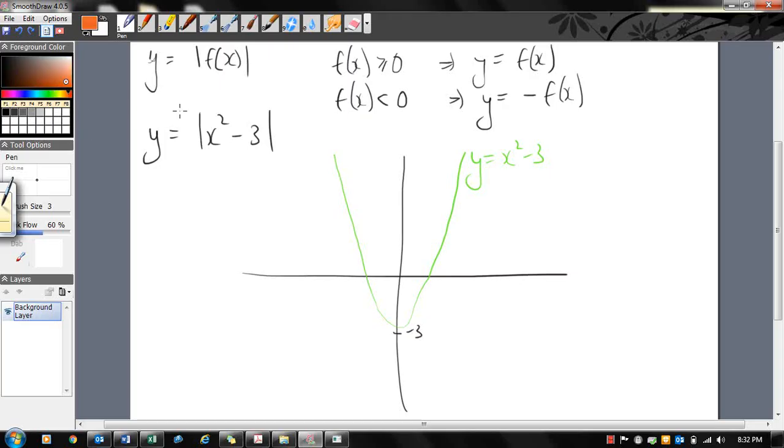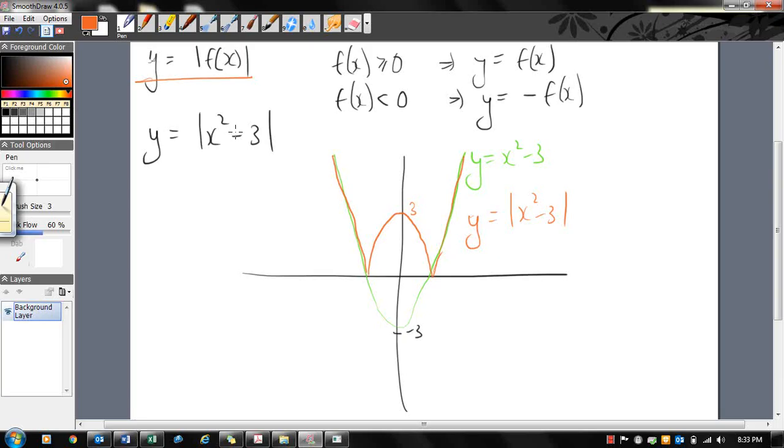So it ends up looking like, that bit stays the same, that bit stays the same. And what happens is that this actually gets flipped upside down like that. And so y equals the modulus of x squared minus 3 looks like that. And if you want to put this point in, -3, this point here will be 3. So that's what happens if you've got a modulus around an entire function. The whole function will be above the x-axis because every value is positive.